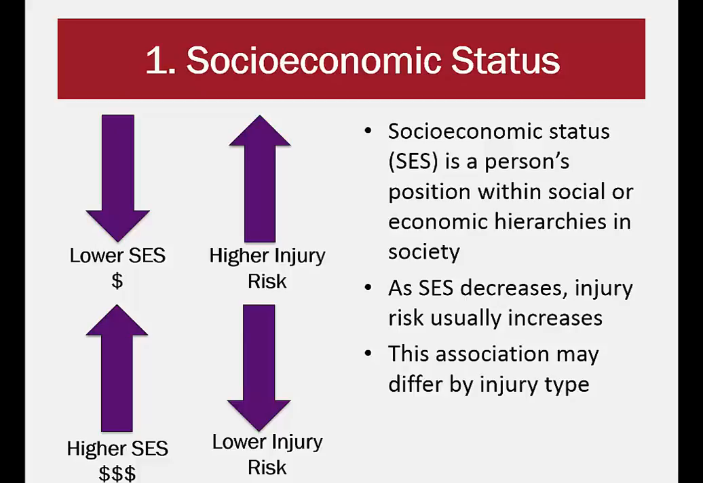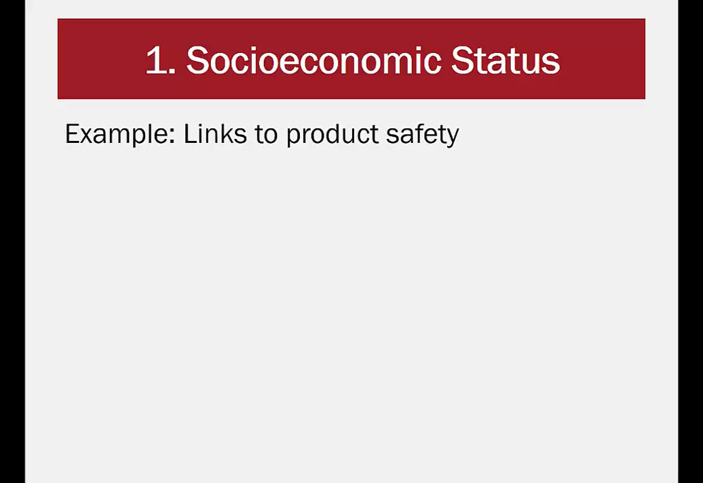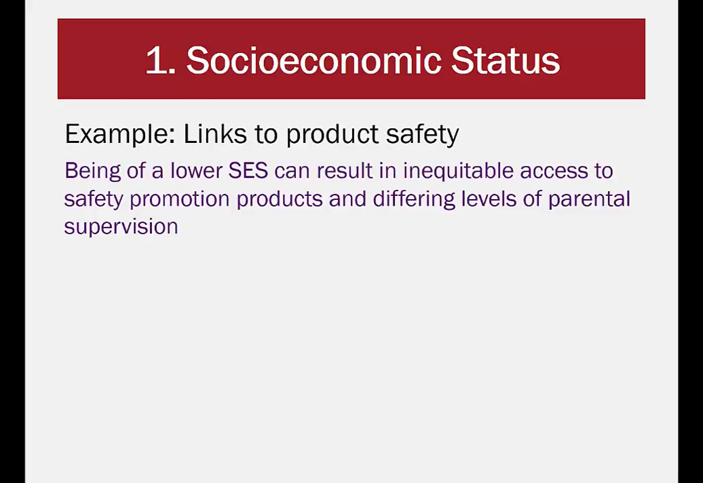In Robin's story, we heard that her family could not afford to purchase certain products that can prevent injuries from occurring. This is a common risk factor associated with being from a lower socioeconomic status. Being of a lower SES can result in inequitable access to safety promotion products such as helmets for use with bicycles, off-road vehicles, and other recreational equipment.